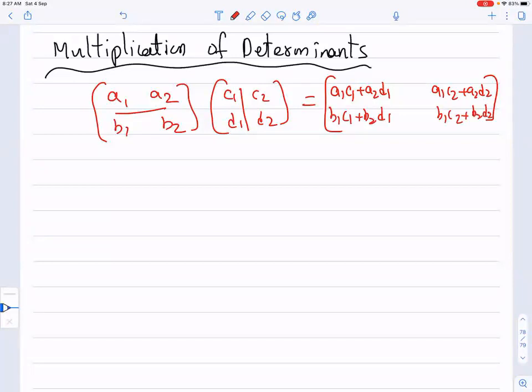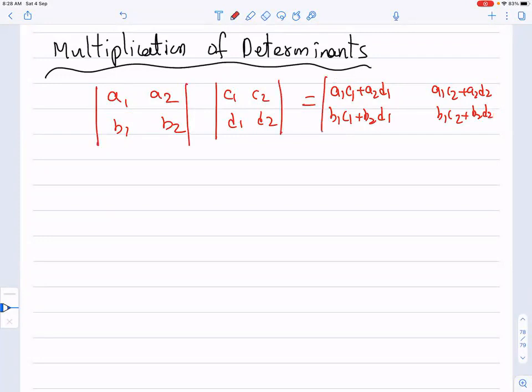This is the thing, right? First row, first column; first row, second column; second row, first column; second row, second column. Correct, students? That's what we are going to do. Now, imagine they are determinants, not matrices. The calculation can be exactly the same. This is correct: our original matrix multiplication, row into column, row into column.